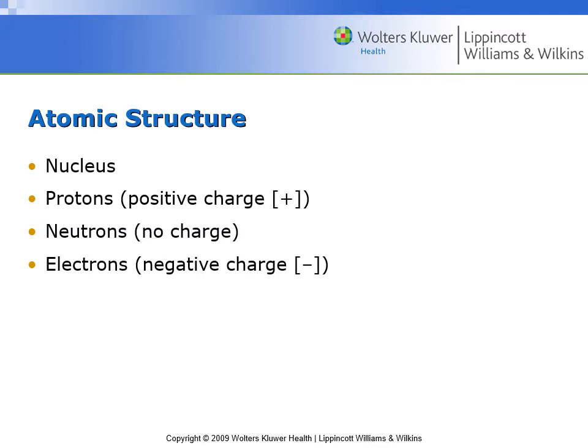Very important to note the charges associated with these particles. Protons have a positive charge, electrons have a negative charge, whereas neutrons, they have no charges at all. So it's always very important to take note of these things. Neutrons, no charges. Protons, positive charge as shown here, whereas the electrons, these have a negative charge.